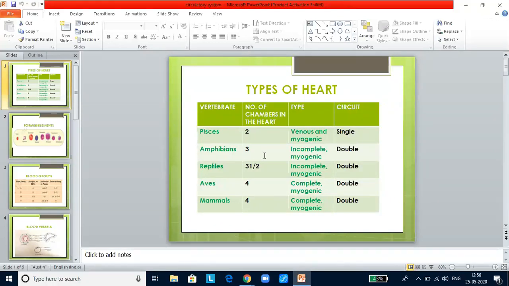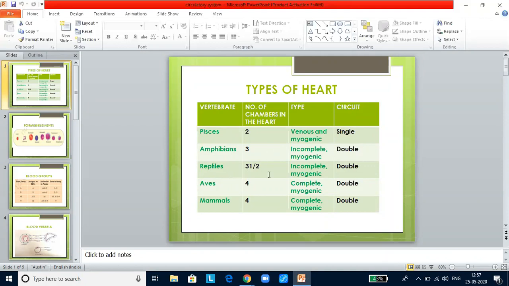If you look at amphibians, they have 3 chambers, 2 atria and 1 ventricle. It is incomplete and it is myogenic because there is a mixing of oxygenated and deoxygenated blood in the ventricle. It is called incomplete circulation, and again it is a double circuit circulation.